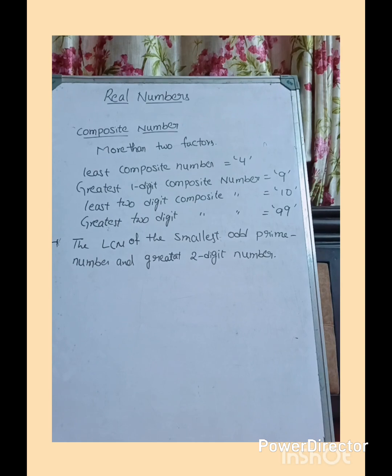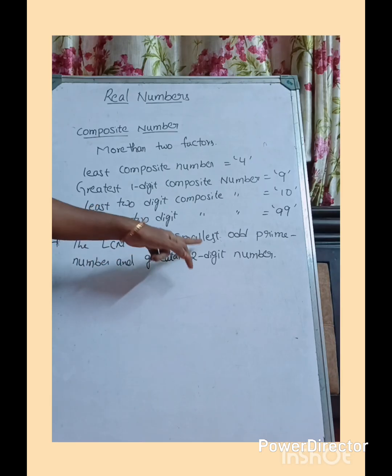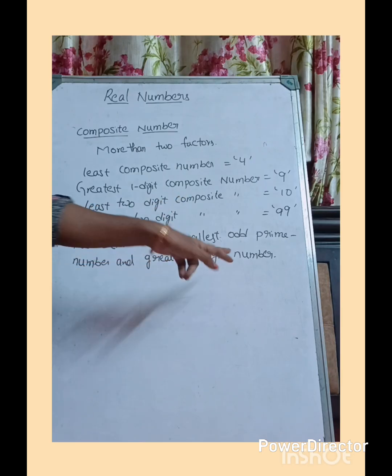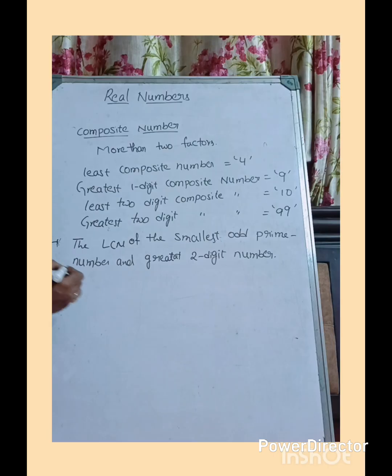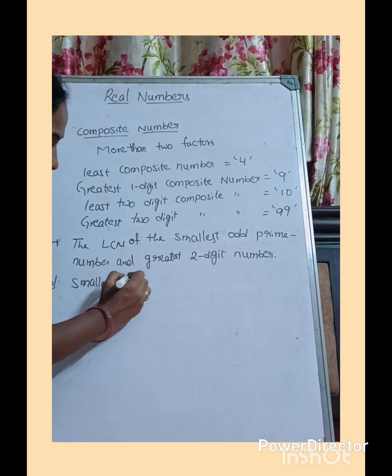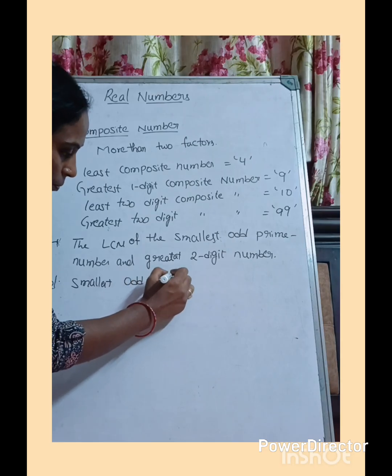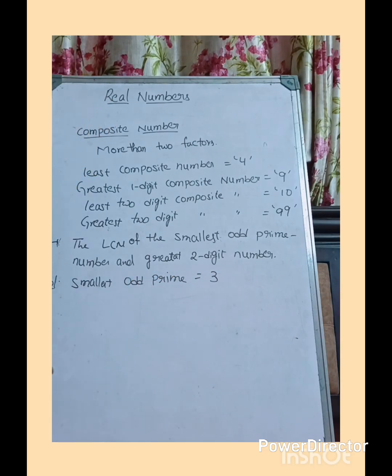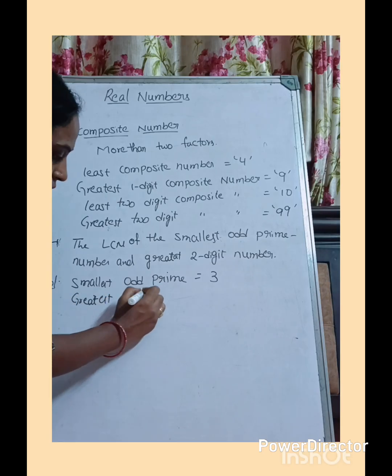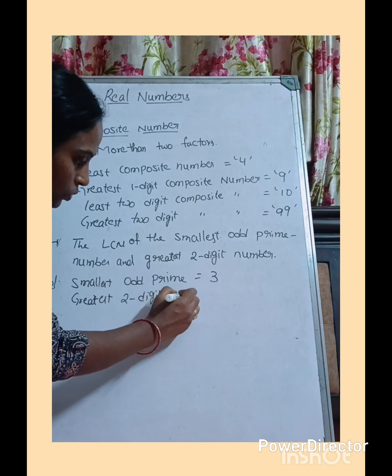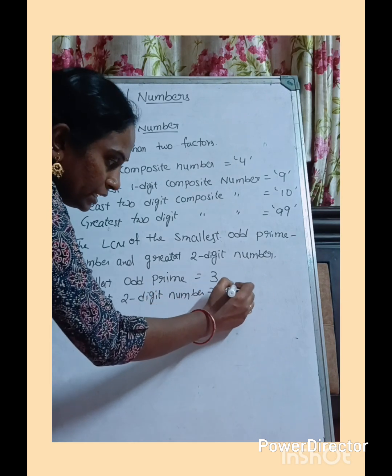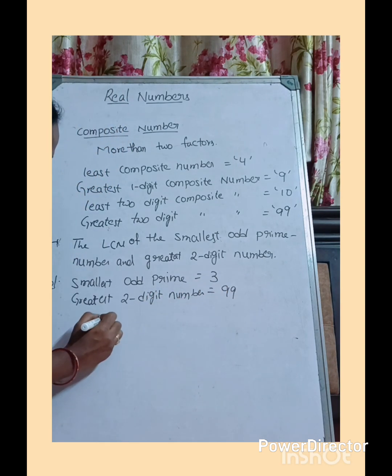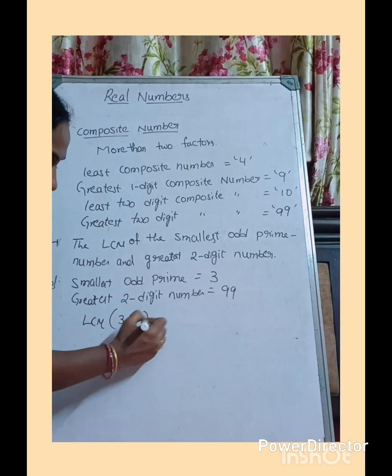Let's see one question, how they are going to ask it in the examination. Find the LCM of the smallest odd prime number and the greatest 2-digit number. What is the smallest odd prime? It is 3. And the greatest 2-digit number is 99. So we should find the LCM of 3, 99.